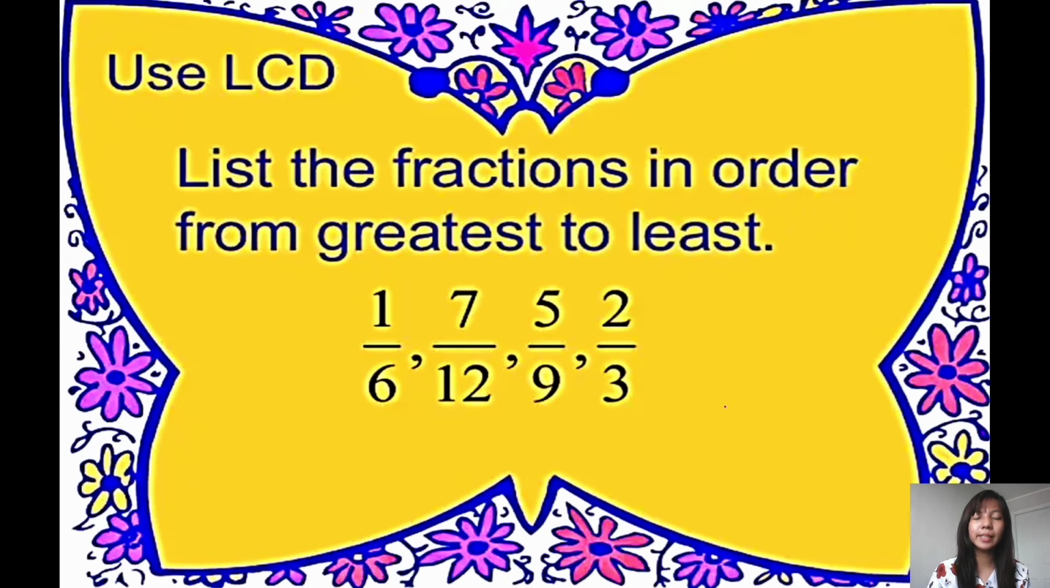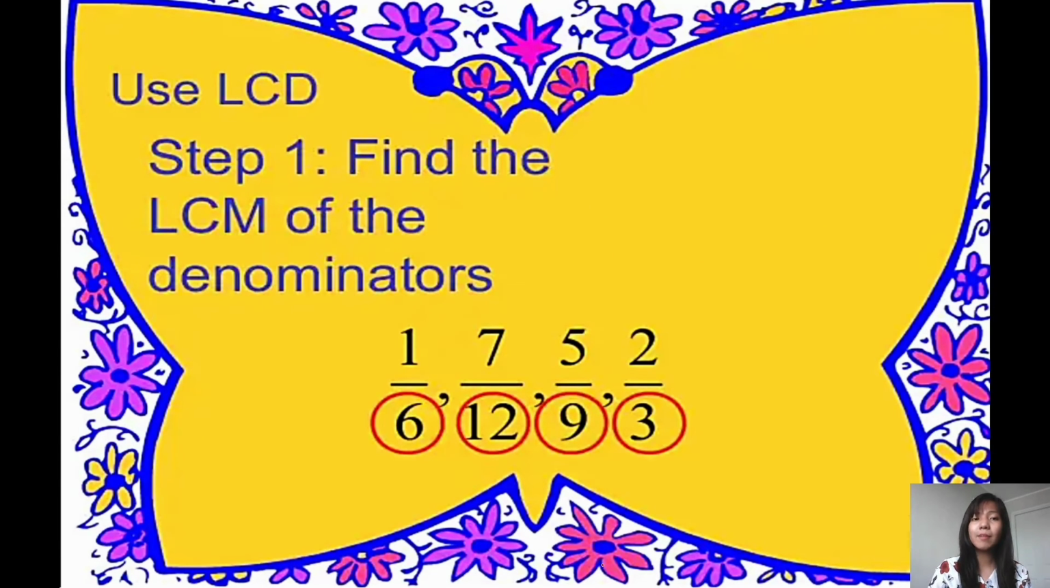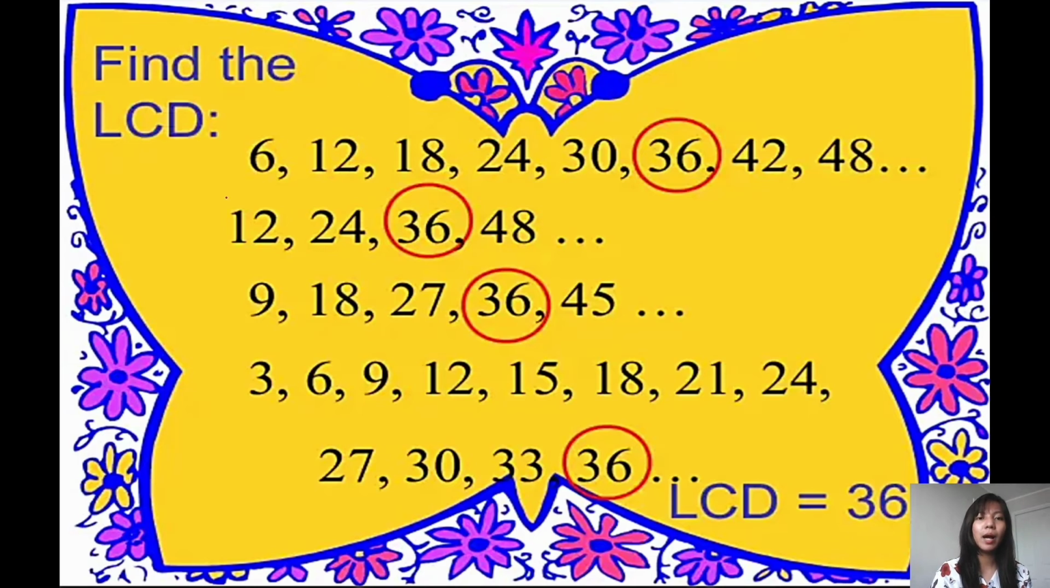So use the LCD. List the fractions in order, this time from greatest to least. So these are the fractions: 1 over 6, 7 over 12, 5 over 9, and 2 over 3. So step 1, find the LCM of the denominators. What are the denominators? 6, 12, 9, and 3. So this time, you can just do the listing method. Okay, I've taught you already about the two methods of getting the LCM. So you can just use prime factorization or the listing method. So in this example, it's the listing method.